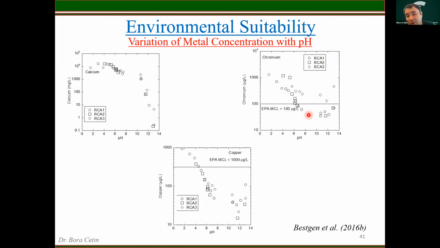With chromium, we see an oxyanionic leaching pattern, where we see the highest leaching at the acidic and basic conditions and kind of minimum leaching at neutral pH. And with copper, we see something between a cationic leaching pattern and an amphoteric leaching pattern with the majority of the materials.